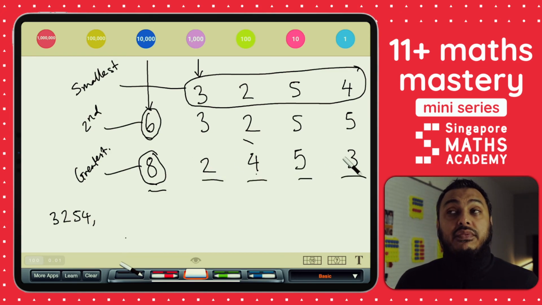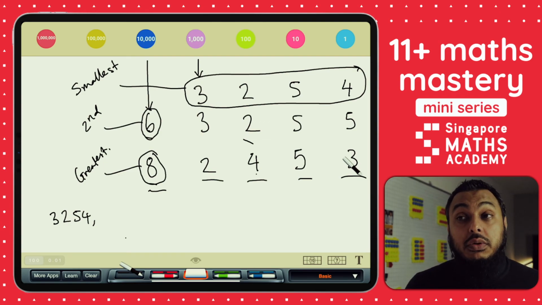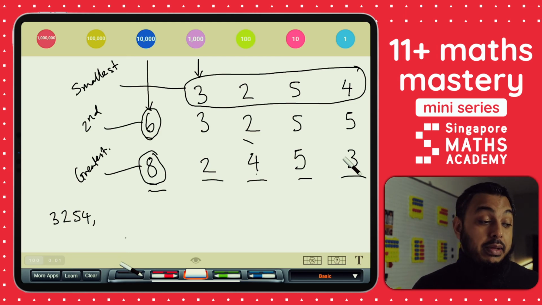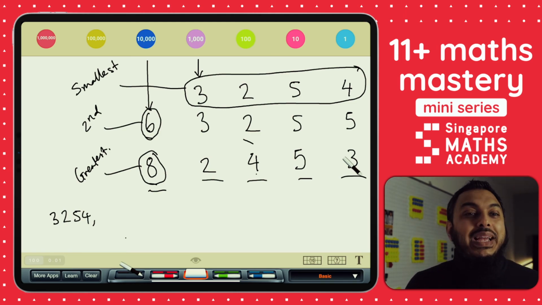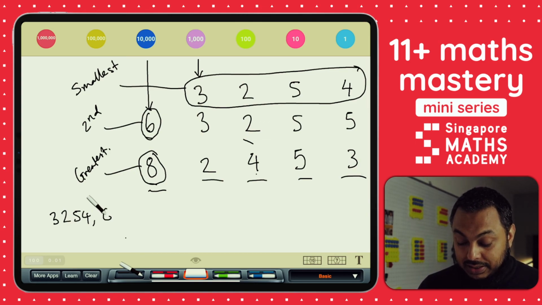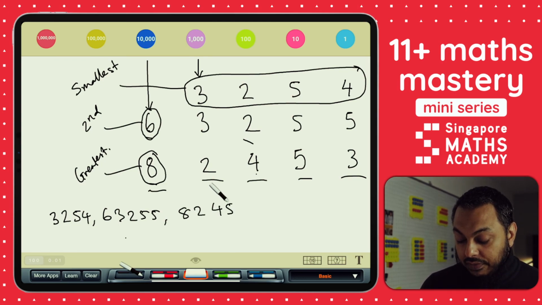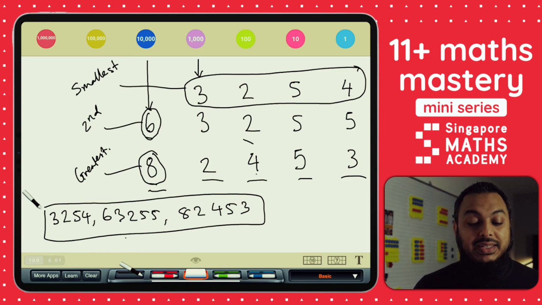So when one has got 5 digits and the other one's got 3 digits or 4 digits or 2 digits or 1 digit, it's easy to compare because we know the other numbers are larger because it has more digits in the more weighty place values. So the 10,000 in this case. So 3,254, 63,255, excuse me, and 82,453 are the 3 numbers in order, smallest to greatest.